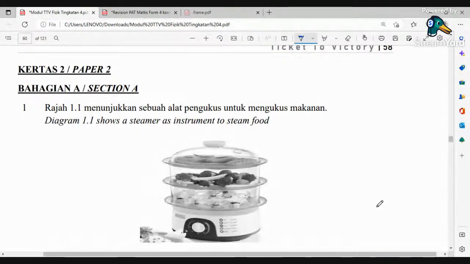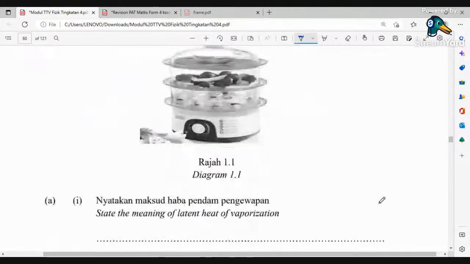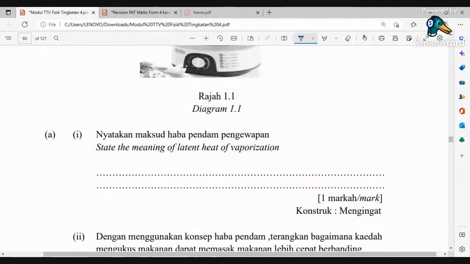Now we go to paper 2, section A. Diagram 1.1 shows a steamer as instrument to steam food. Okay, ini ialah steamer, electric steamer. Okay, A1, state the meaning of latent heat of vaporization.